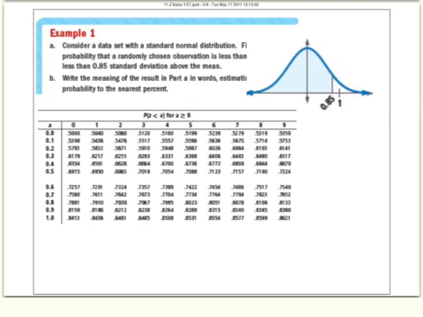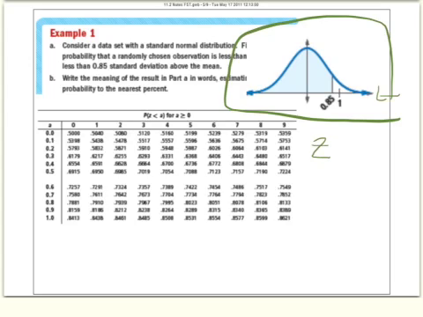Here we go. Consider a data set with a standard normal distribution. Find the probability that a randomly chosen observation is less than 0.85 standard deviations above the mean. Okay. And then write the meaning of the result in part A. So they have for us, remember, this is a standard normal curve. The numbers on the bottom of this curve are the z-scores. So they're saying their z-score is less than or equal to 0.85.